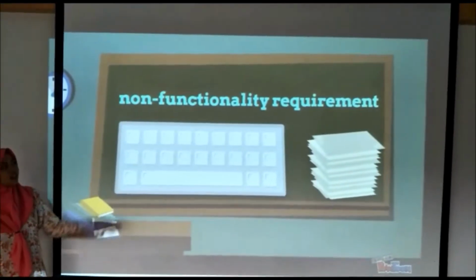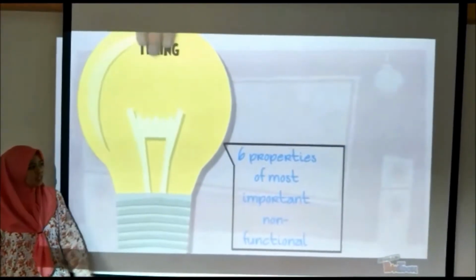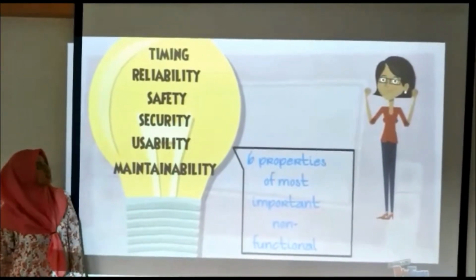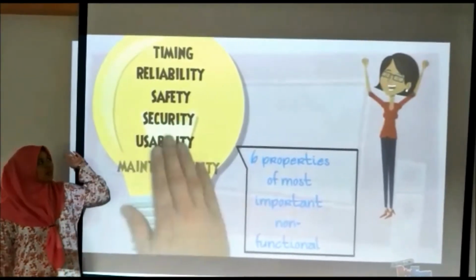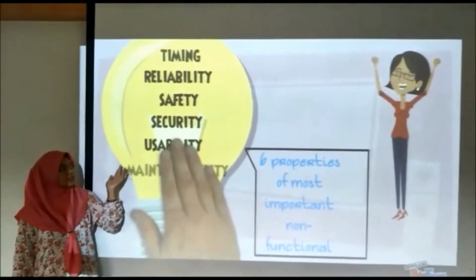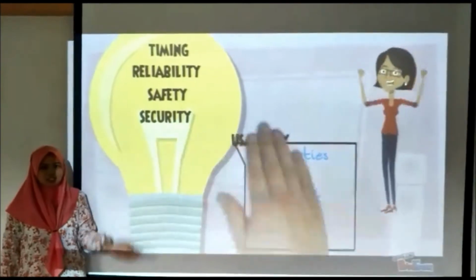And then for the non-functional requirement, it has 6 properties of most important non-functional. First one, timing. Second one, reliability. Third, safety, security, usability, and maintainability.